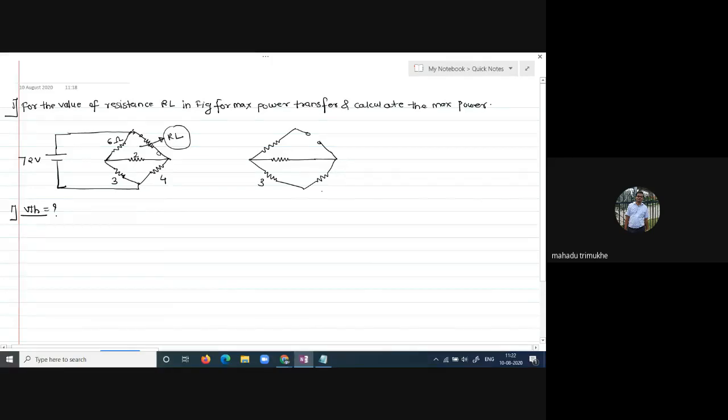Okay, this is your 3 ohm, 4 ohm, 2 ohm, and 6 ohm, and your 70 volt. This is for VTH. At the output side, we have to remove the load resistor RA. You just have to assign the polarity. Suppose here I assume positive to negative, here positive to negative, here from positive to negative.